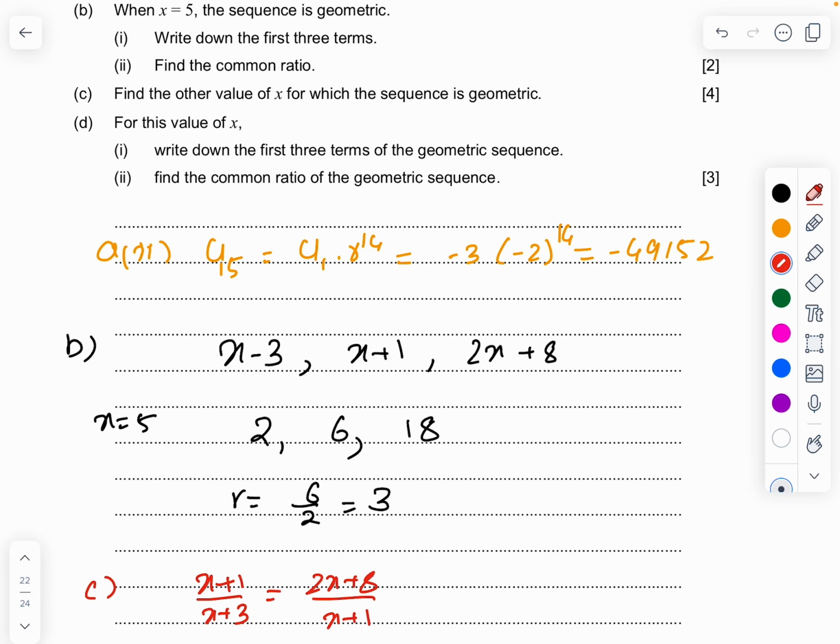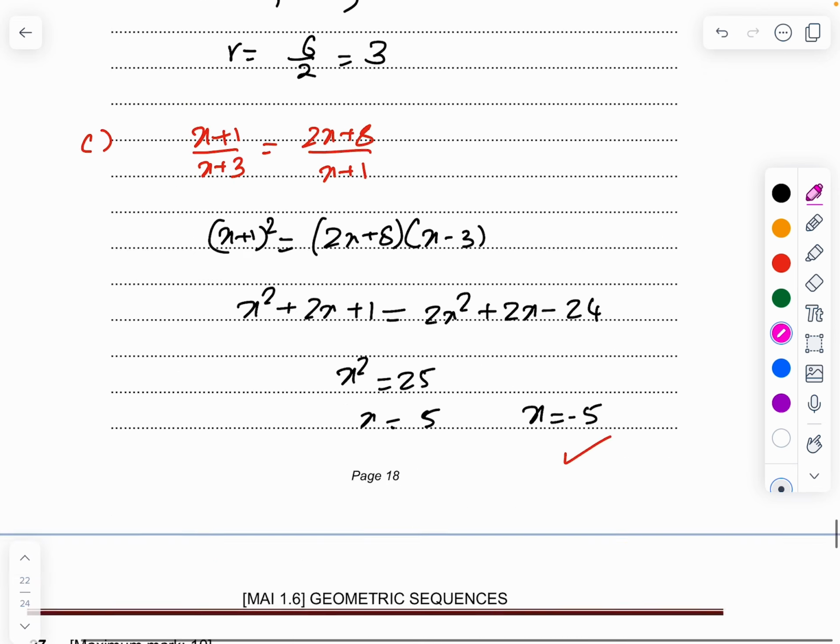For this value of x, which is -5, find the first three terms. Plugging it in, you'll get -8, -4, -2. What is the common ratio? -4 divided by -8, which is 1 upon 2.